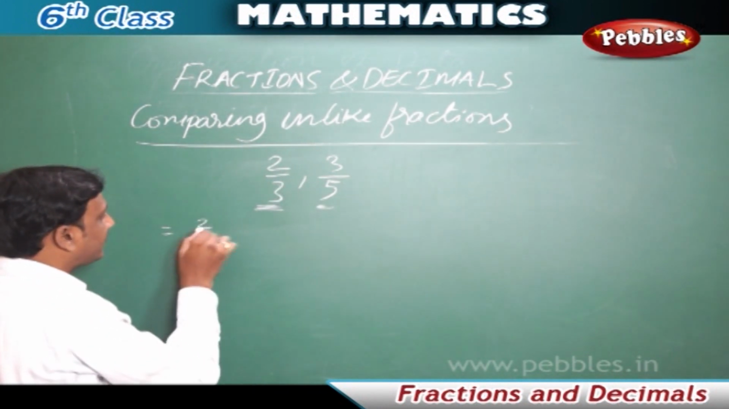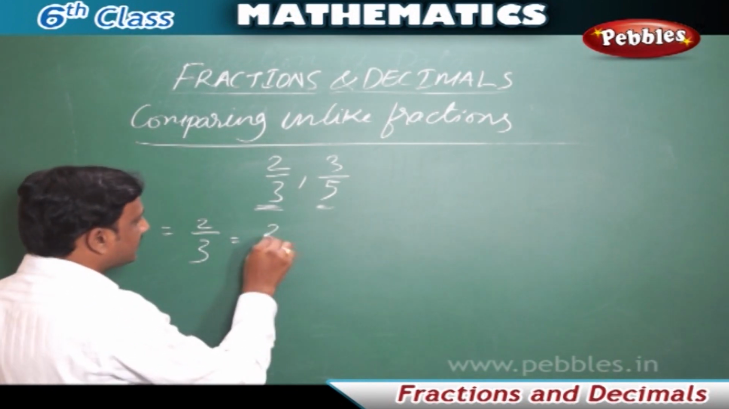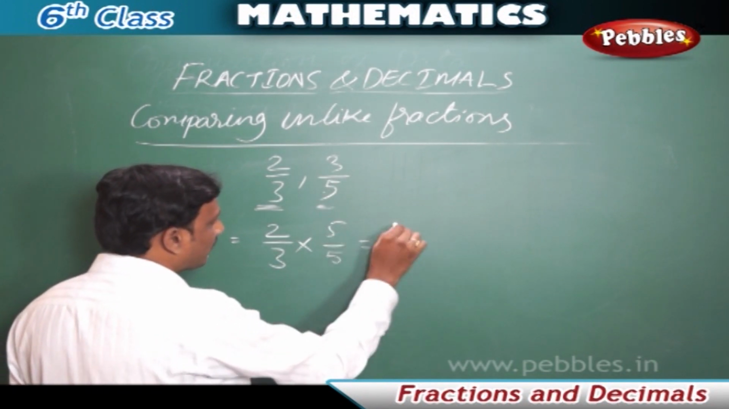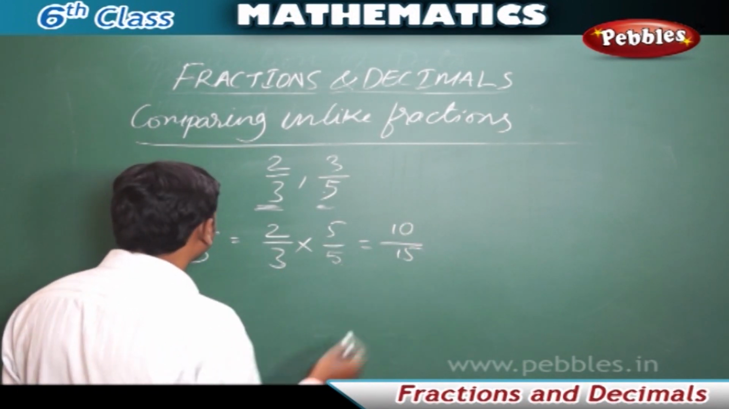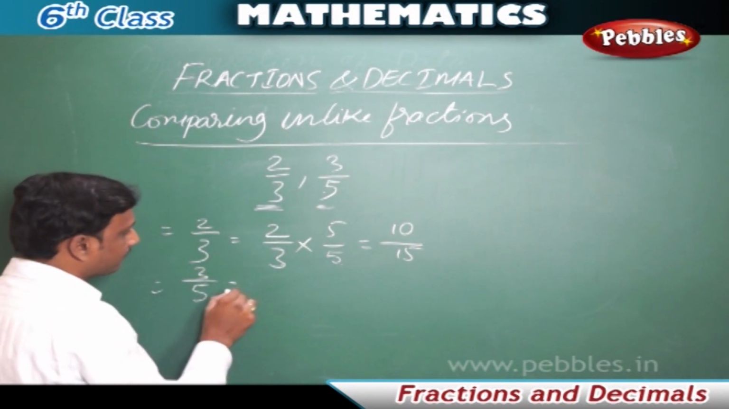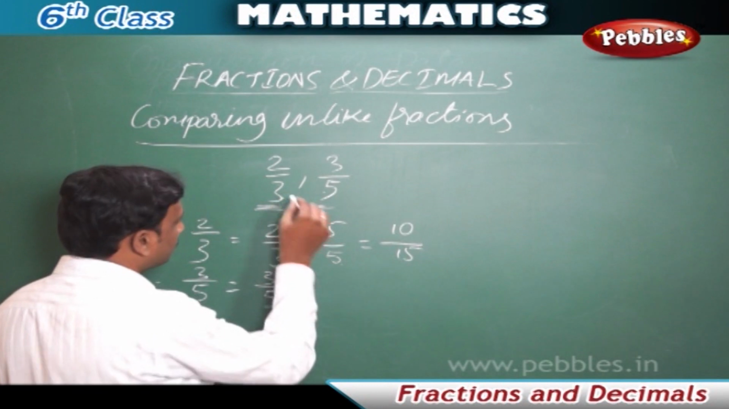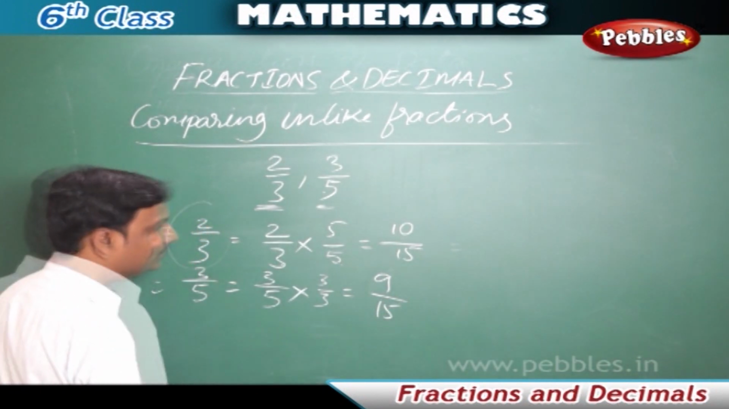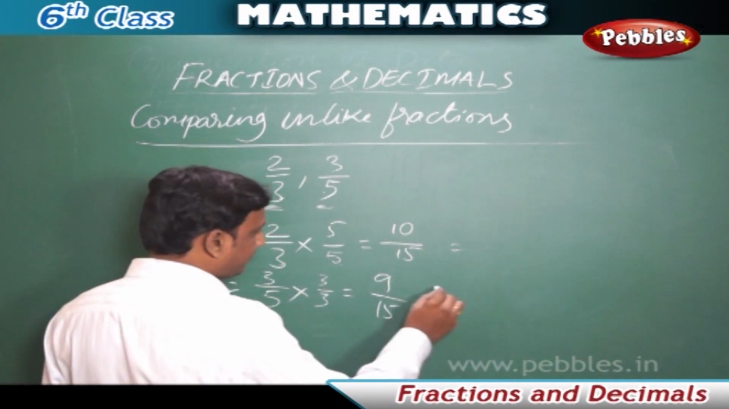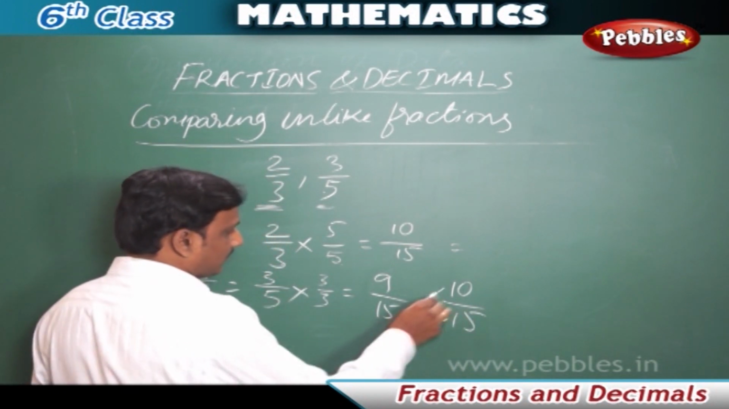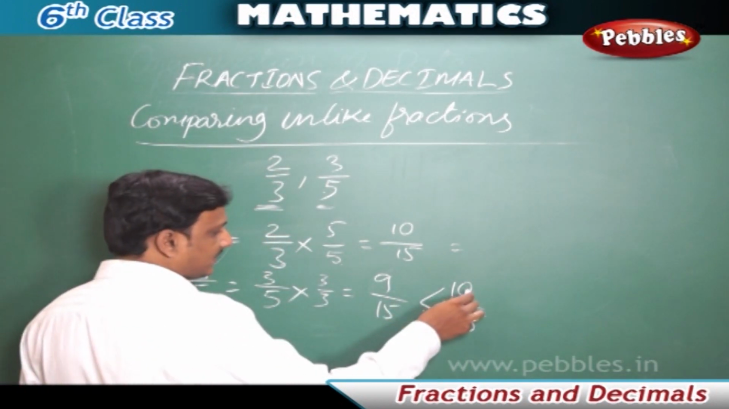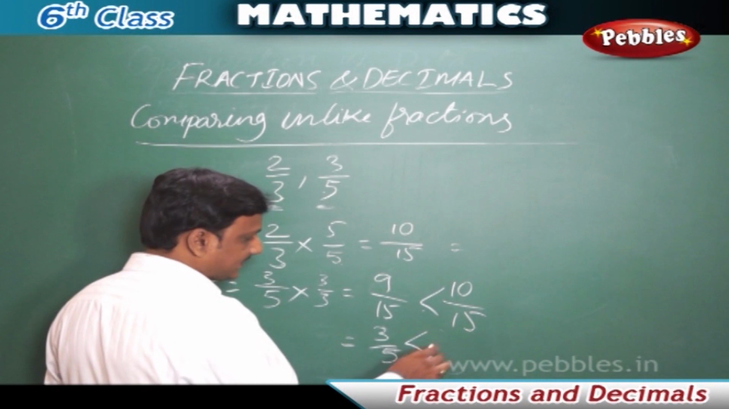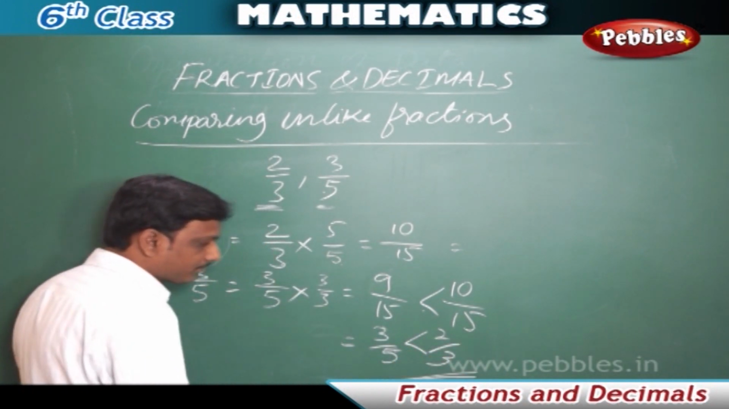So see 2 by 3. 2 by 3 into 5 by 5 equals 2 5s are 10, 3 5s are 15. So the second one, 3 by 5, into 3 by 3: 3 3s are 9, 5 3s are 15. So 2 by 3 became 10 by 15. 9 by 15 is less than 10 by 15. That means 3 by 5 is less than 2 by 3.